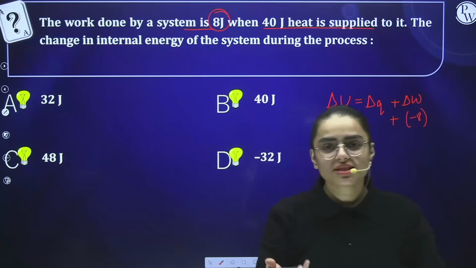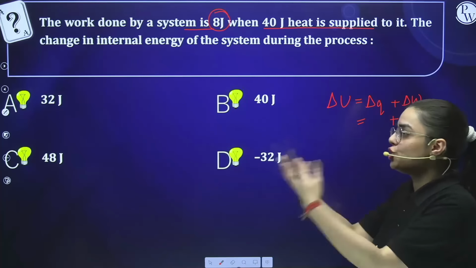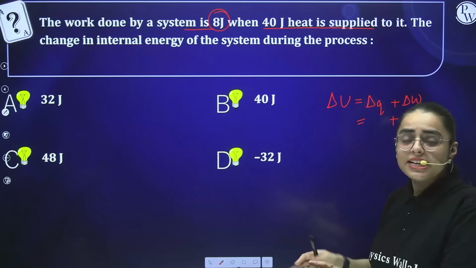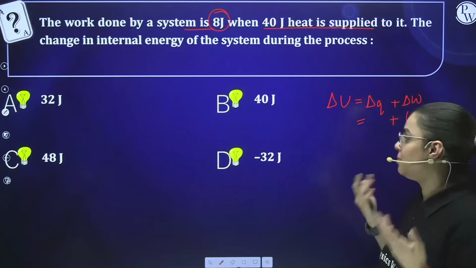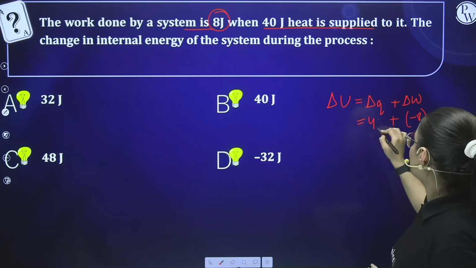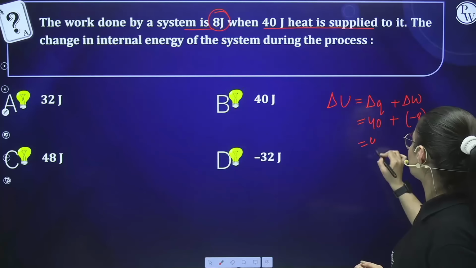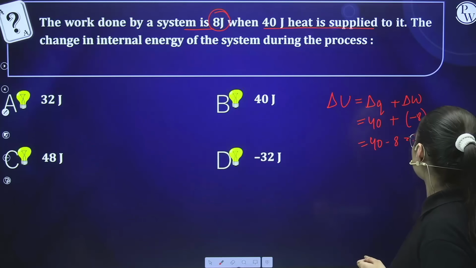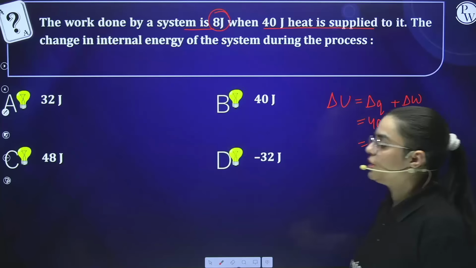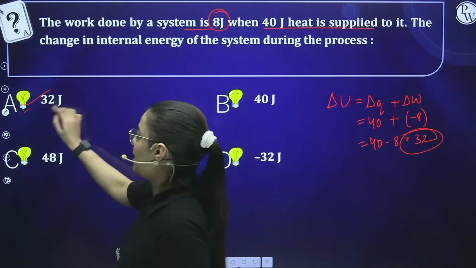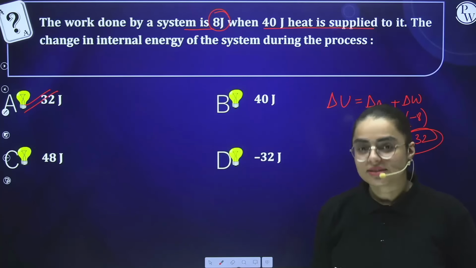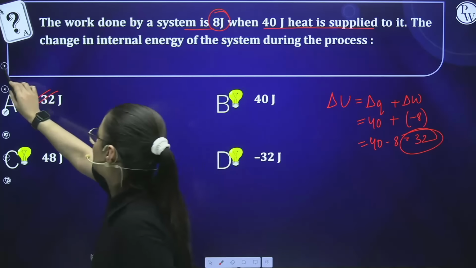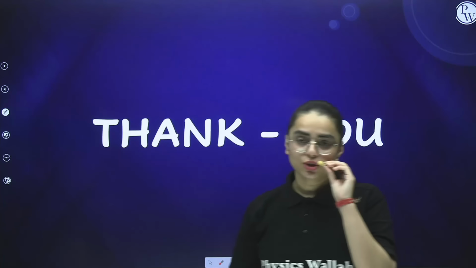But if I am doing something, it will be negative. I am doing 8 joule of work. That means it is minus 8. And I am getting heat of 40. That means it is a positive value. So you just need to see the signs. So it is 40 minus 8, which comes out to be 32 joules. That means option number A will be correct. Is it clear to you? I hope so. You have easily understood the chapter very well.